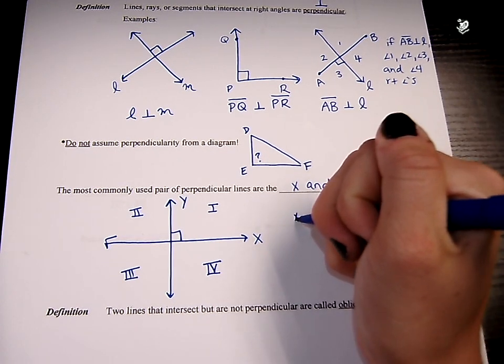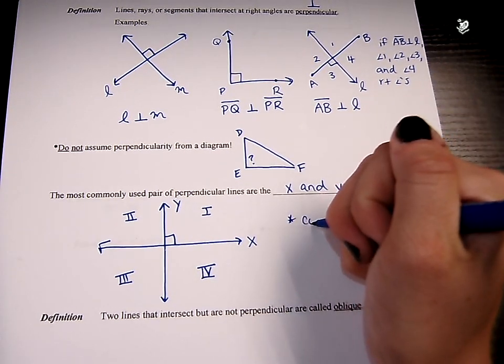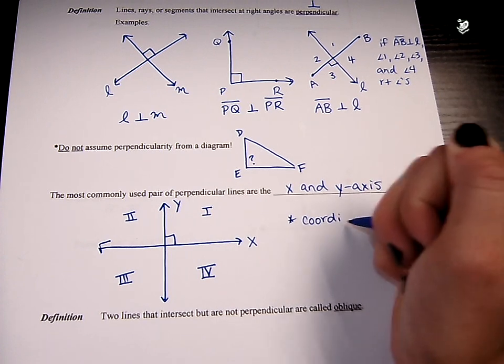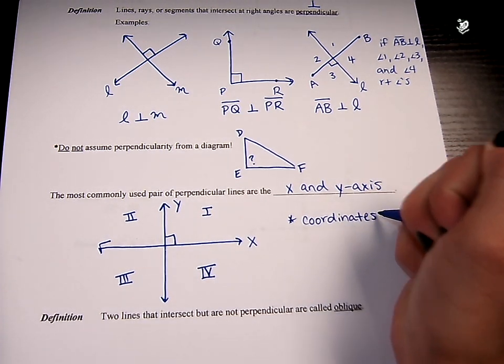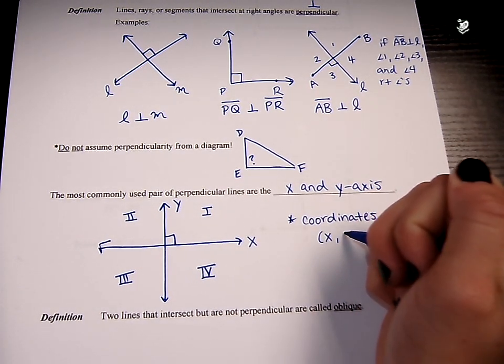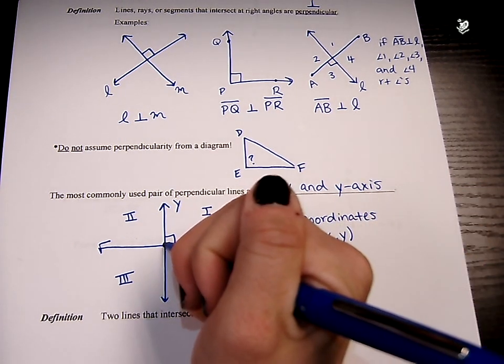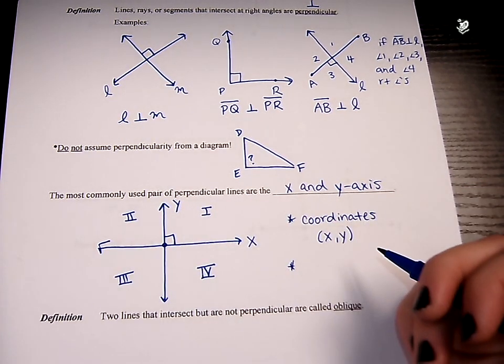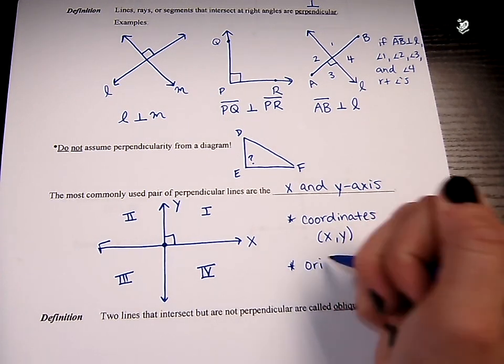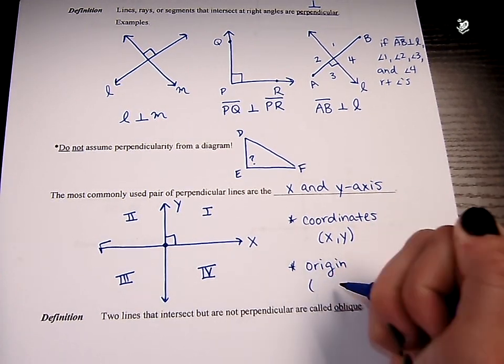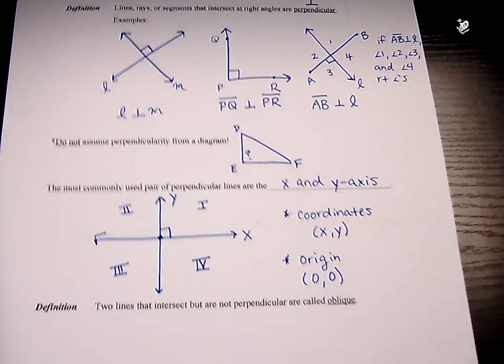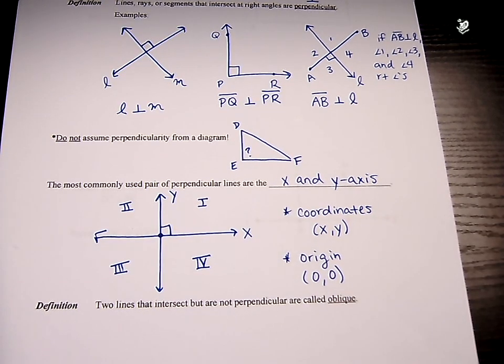Just in your textbook, it gives you a little bit of a review of what we call coordinates. Maybe you called them points when you were in middle school, but the x and the y are really called coordinates. More specifically, right in the middle where the x and y axis cross is called your origin. That point or coordinate is at 0, 0. So that's the most commonly used pair of perpendicular lines.